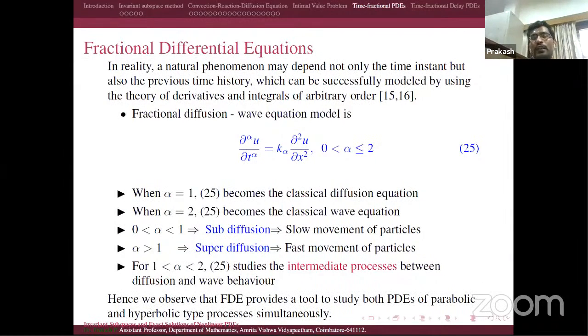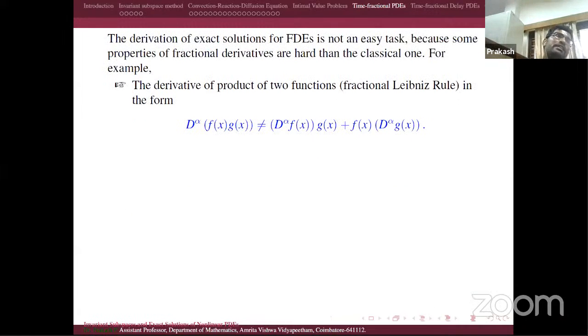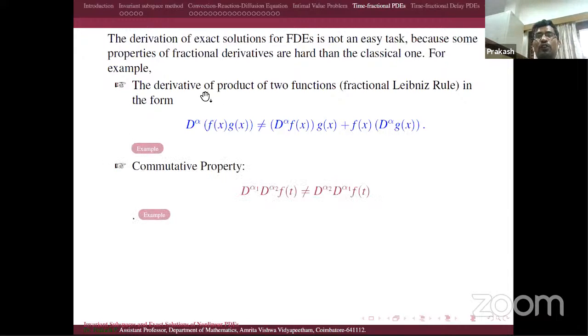Hence, we observe that fractional differential equations provide a tool to study both parabolic and hyperbolic type PDE processes simultaneously. But the derivation of exact solutions of fractional differential equations is not an easy task, because some properties of fractional derivatives are harder than the classical ones. For example, the derivative of the product of two functions, that is the Leibniz rule, for arbitrary order. Here alpha is arbitrary order. If alpha equals 1, this is true, but this is not valid for arbitrary order.